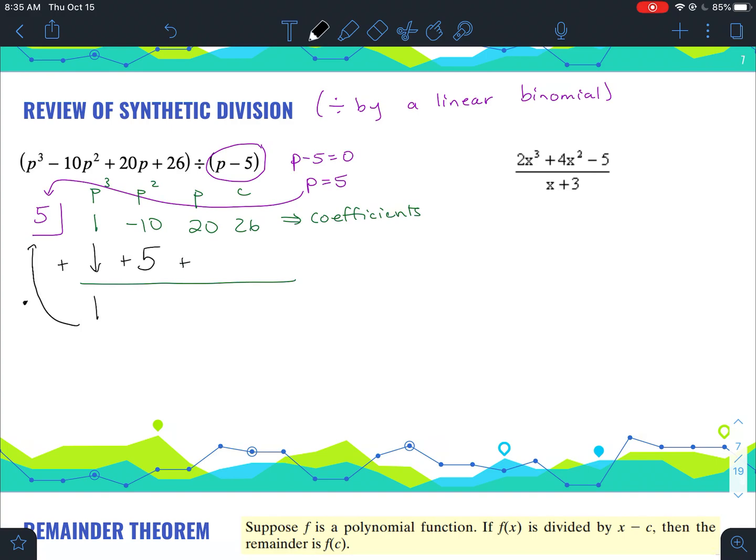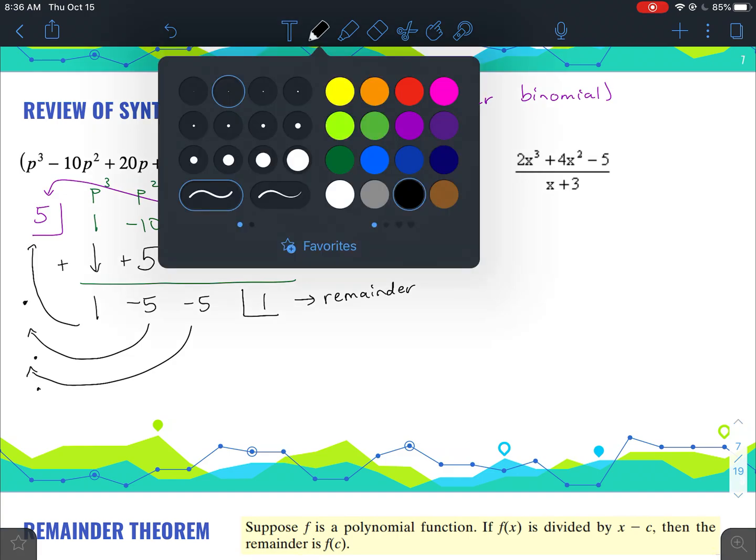For this, we add going down. So we're going to add all the columns in synthetic division. Negative 10 plus 5 is negative 5. And then we take that number and multiply it by the house. Negative 5 times 5 is negative 25. And then again, we add going down. So that's going to be negative 5. And then multiply by the house number. Negative 5 times 5 is negative 25. And 26 plus 5 is 1. That very last number you get is going to be the remainder.